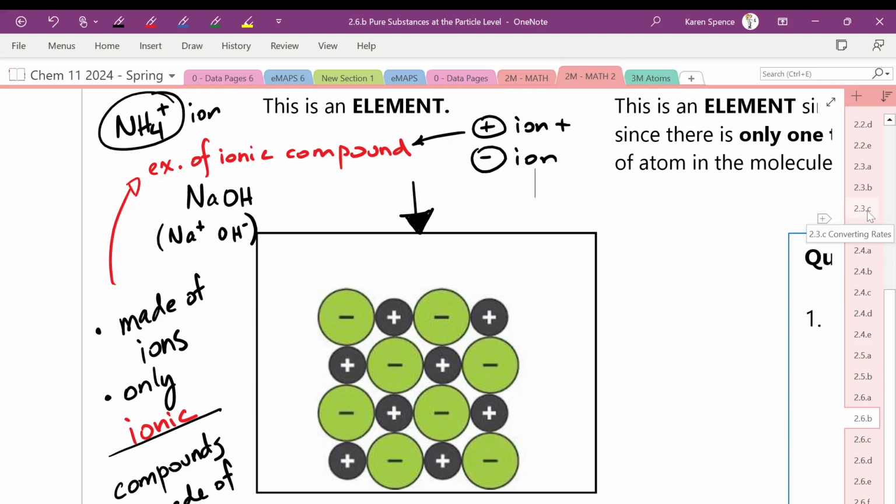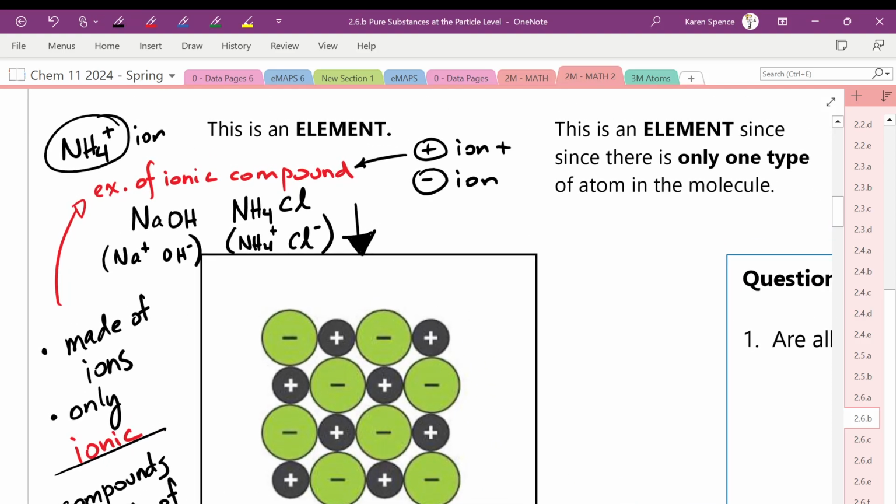Could someone please give me a non-metal, any non-metal? Chlorine. Oh my gosh, I love chlorine, such a common ion. It is in the second column from the right. Can everyone find chlorine? Do you know the charge of chlorine? It's minus, just -1. So NH4 can pair up with Cl because we'll have NH4 plus and Cl minus together, okay? So there we have an ionic compound. Is an ionic compound a pure substance or is it a mixture?